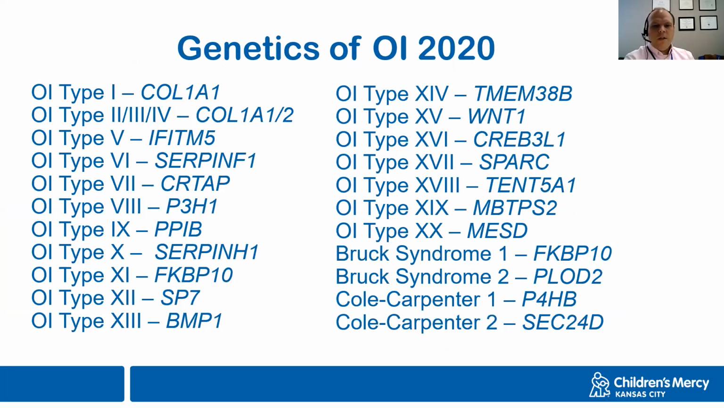So what about the genetics of OI today? I've referred to these by their type in terms of molecular designation, and that's controversial. And I'm not sure that defining these as OI types 1 through 20 is necessarily helpful from a phenotype and management standpoint. But I put this up to really just give you an idea of how much the landscape has changed over the last 15 years in terms of our understanding of the genetics of OI.